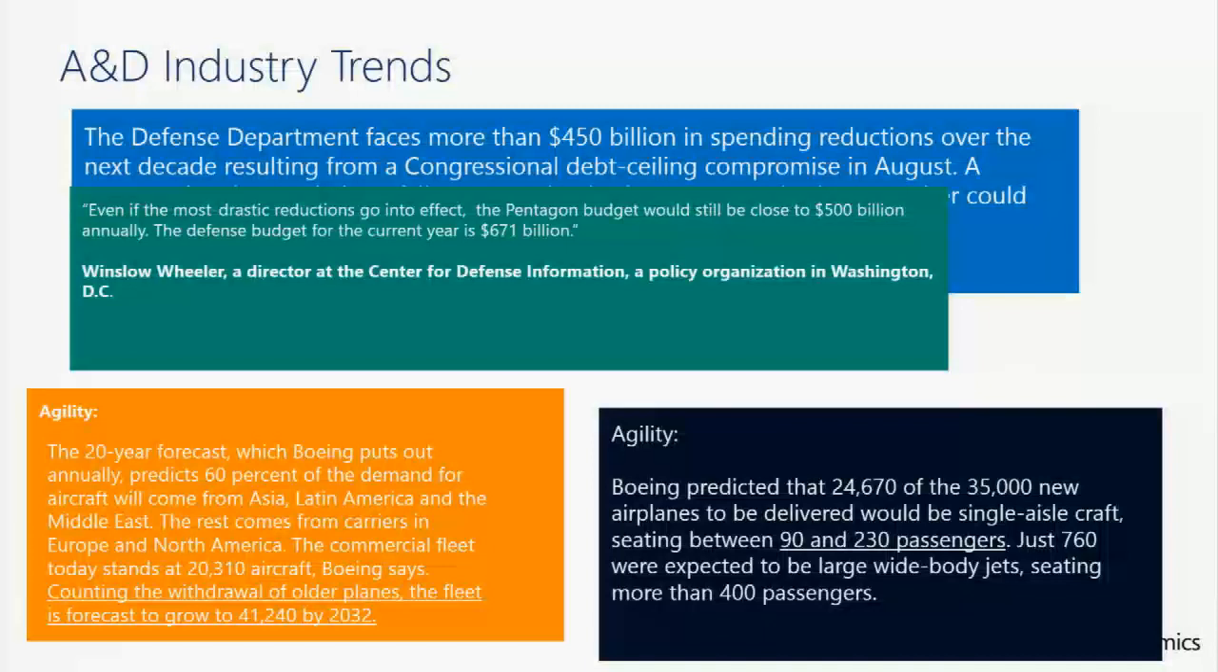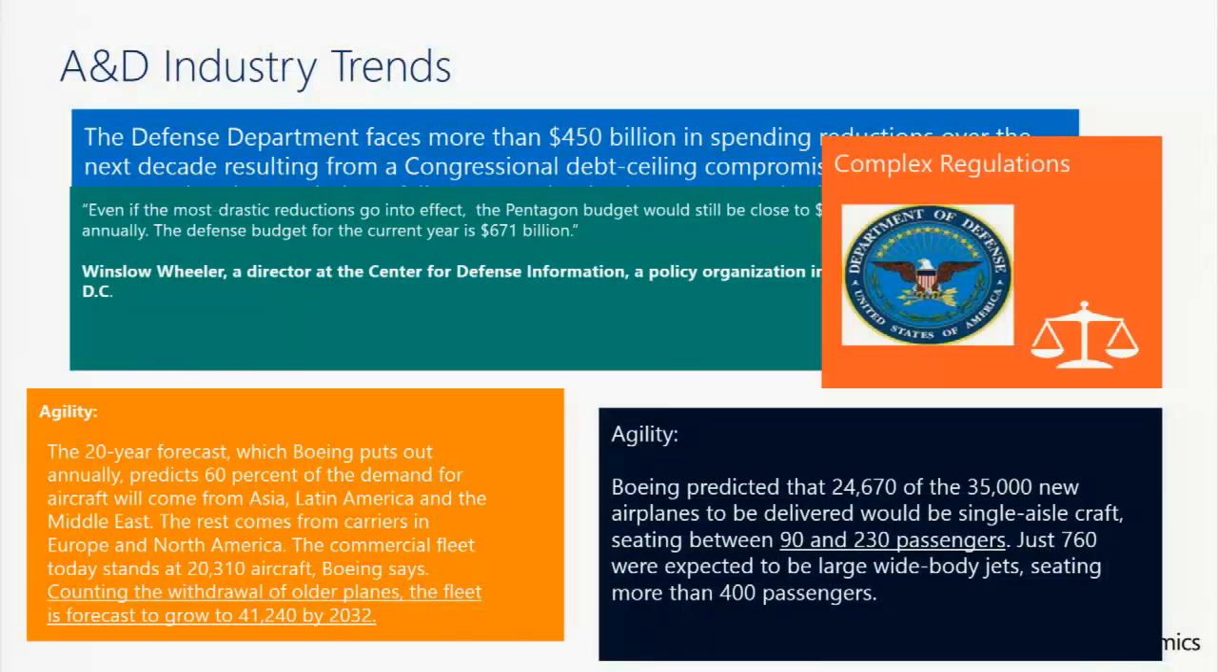So again, you'll see the theme across all the manufacturing sectors that I talk about. You've got to be responsive to change, you've got to be agile, and you have to have software systems that allow the manufacturing company to change as things change in this dynamic environment that we're in. And always with complex regulations.